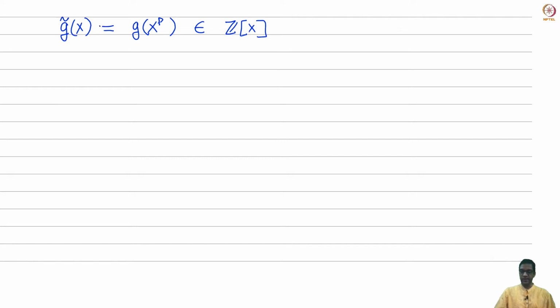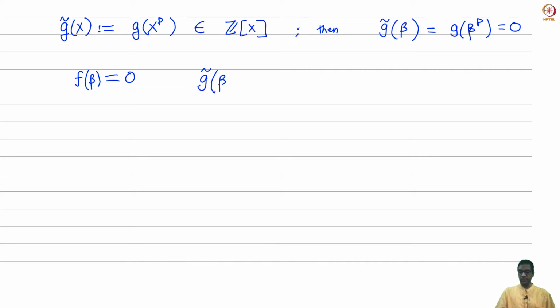If I define g tilde in this manner, then observe that g tilde evaluated on beta, which is just g evaluated on beta^p, is 0. So now I have the following. I know that beta is the root of this irreducible polynomial f, and beta is also the root of another polynomial g tilde. And f, remember, is irreducible. So what does this mean? It tells me that f must divide g tilde in Q[x].